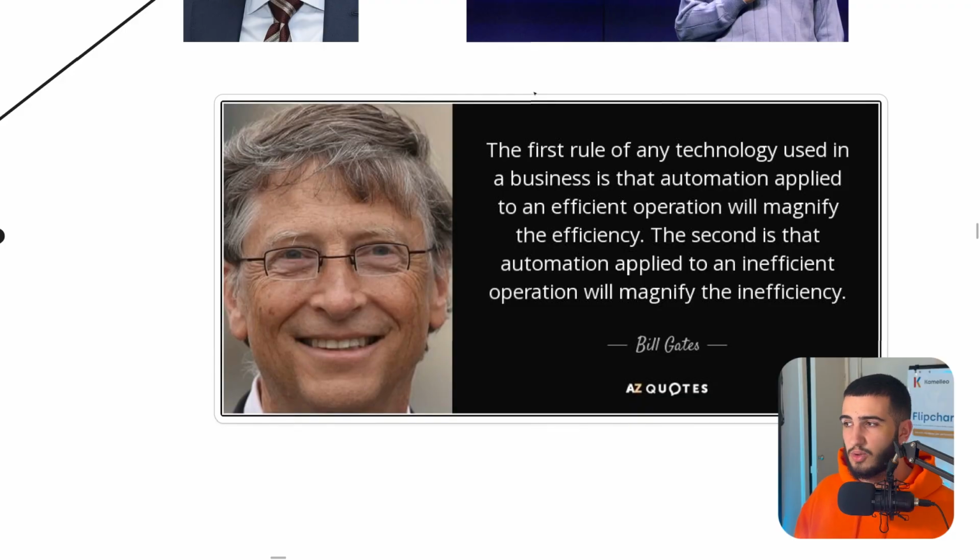The first rule of any technology used in a business is that automation applied to an efficient operation will magnify the efficiency. The second is that automation applied to an inefficient operation will magnify the inefficiency.